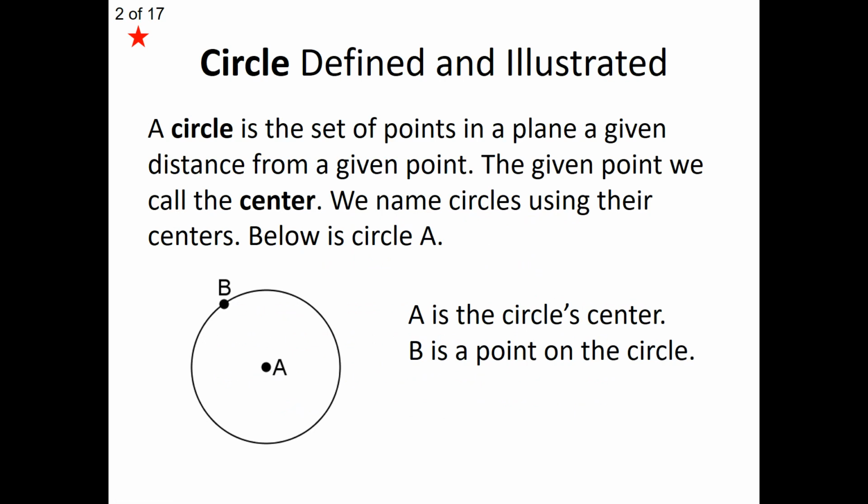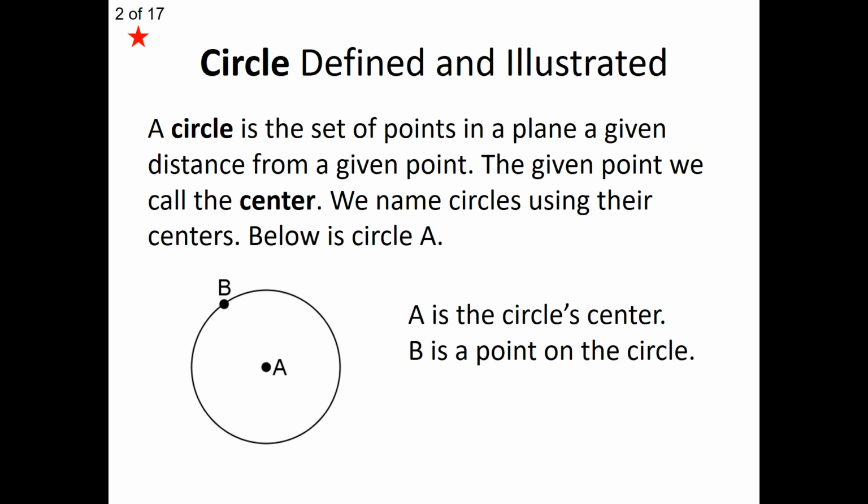A circle is the set of points in a plane, a given distance from a given point. Now, the given point we call the center of our circle, and we name our circles using that given point. Obviously we use capital letters to name points. That becomes the name of our circle.